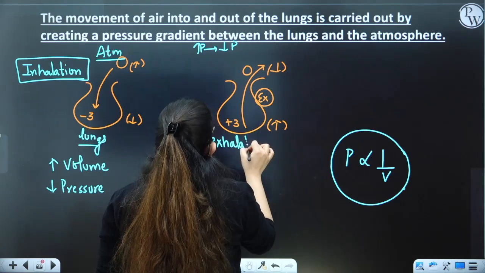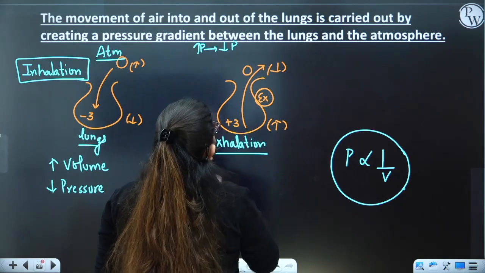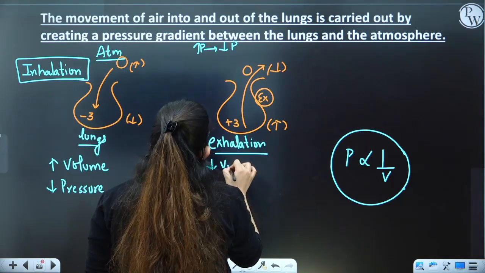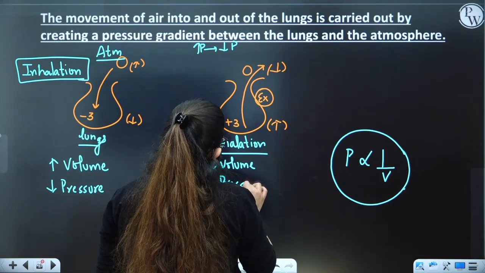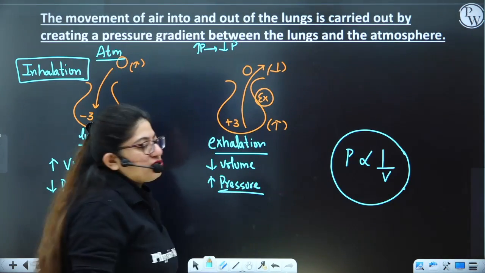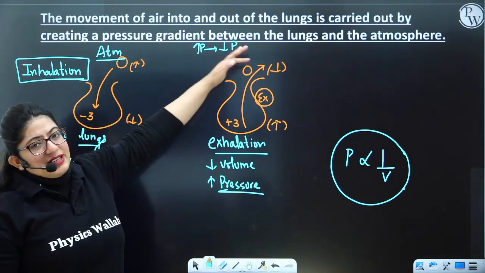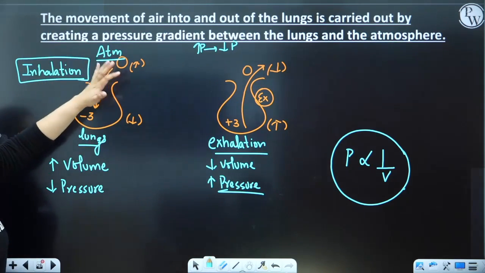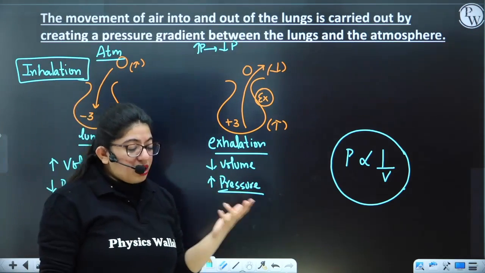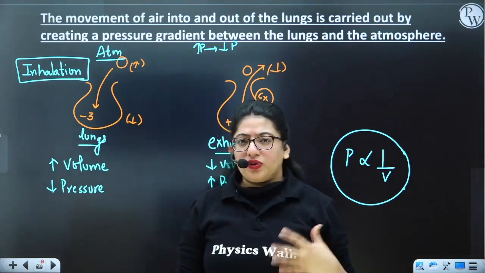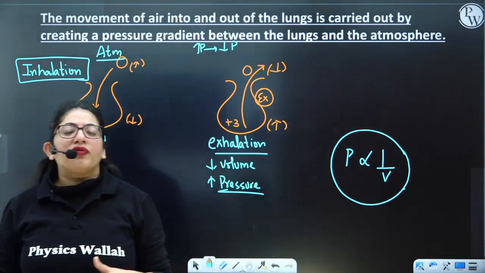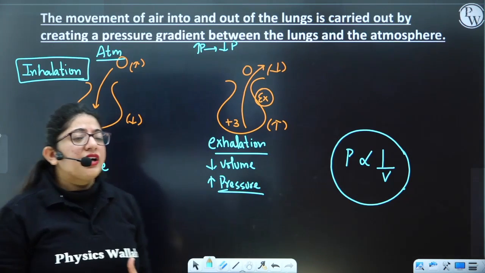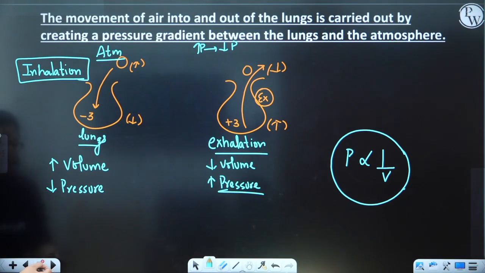So what is happening during exhalation? We are decreasing the volume. As a result, the pressure inside the lungs will increase, and hence the air will move from high pressure to low pressure, in this case outside. So this is what happens during exhalation and inspiration or inhalation. Now, what are the muscles, and how does this mechanism of increase and decrease in volume take place? We are going to talk about that now.